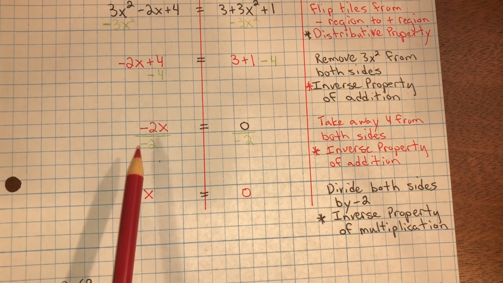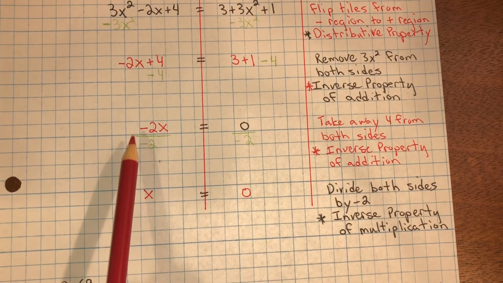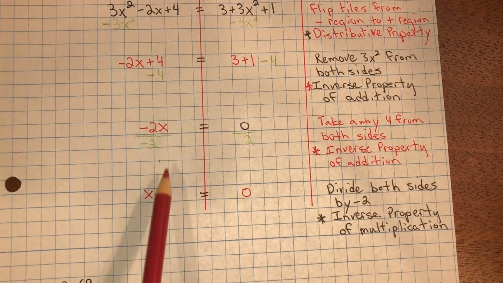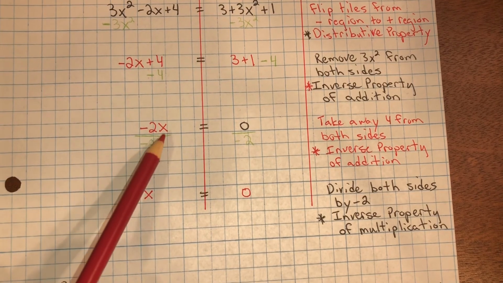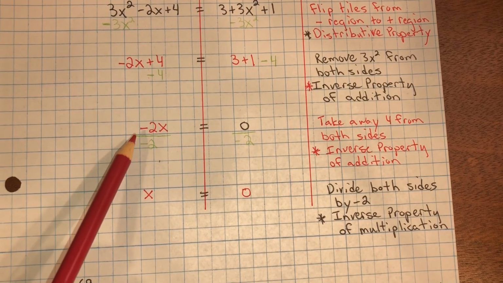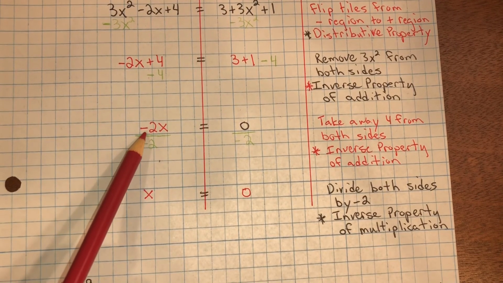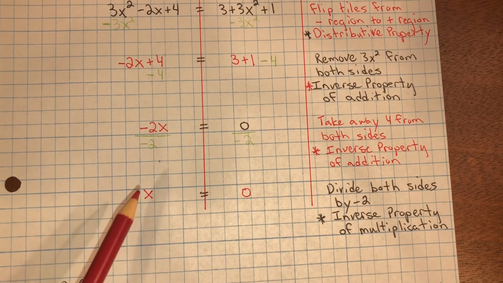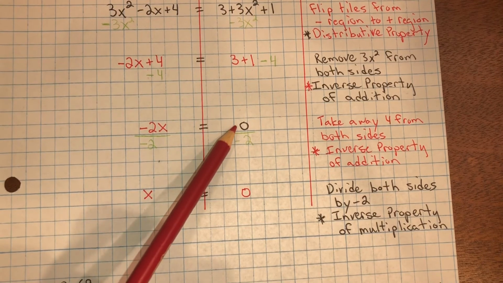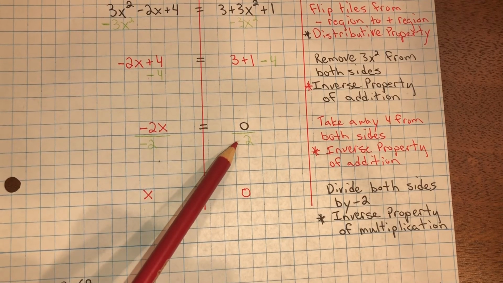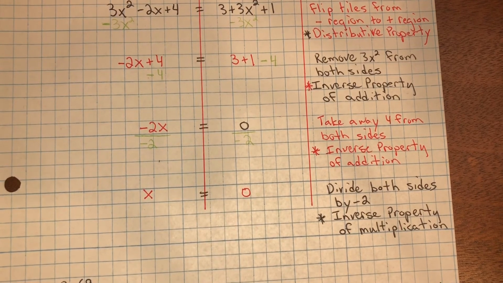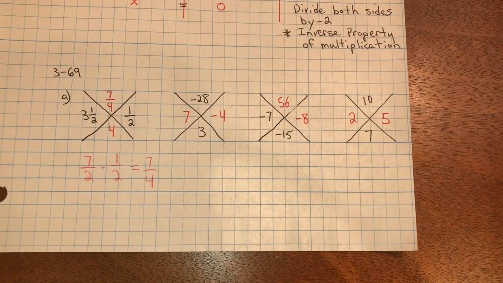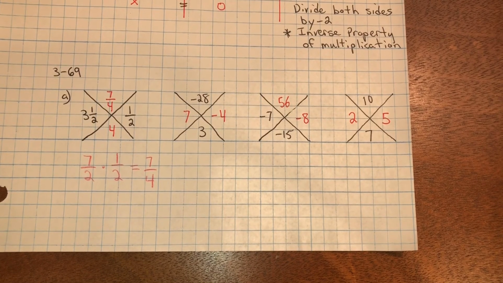Next, we're going to divide both sides by negative 2, or the inverse property of multiplication. Created a giant 1. Negative 2 divided by negative 2 is 1. 1 multiplied by x is x. What you do to one side, you do to the other. 0 divided by negative 2 equals 0. So x equals 0. In problem 369, you need to complete the diamond problems.